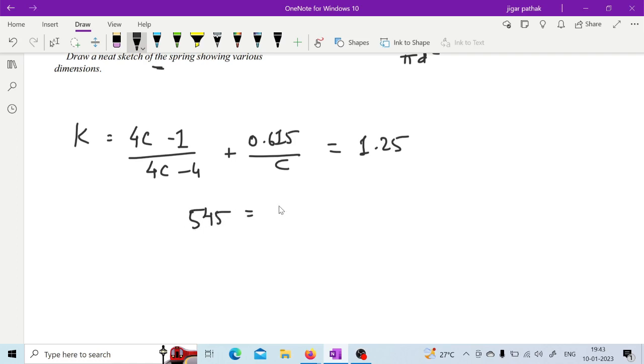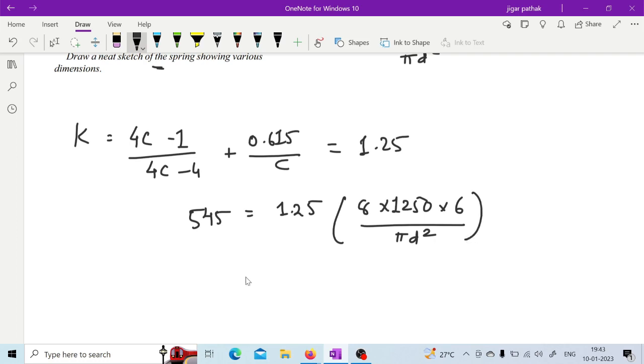Like tau is 545, then K you have calculated as 1.25, then 8 into P, that is 1250 Newton, right? 8P into C, that is 6 upon pi d square. Right, so now if you solve this, then it will give you d. 6.61 mm. Yeah, if you consider 6.61, or you can take it as 7 mm. Correct?